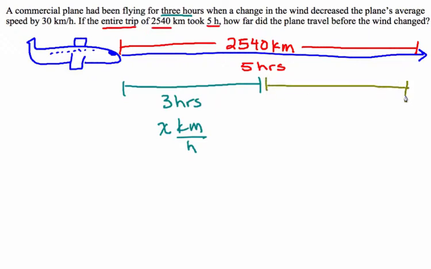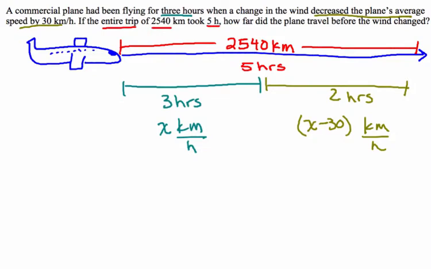Then for the last 2 hours, and I've done my scale terribly here, my apologies, 2 hours should look shorter than 3 hours. For the last 2 hours, and I figured out 2 hours because I did 5 minus 3, they have to fly for another 2 hours, their speed decreased by 30 kilometers per hour. So now it's the previous speed minus 30, and we don't know the previous speed, we called that x. So x minus 30 kilometers per hour is the speed for the last 2 hours of the flight.